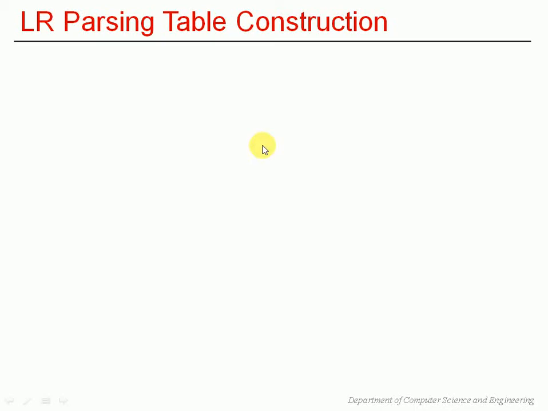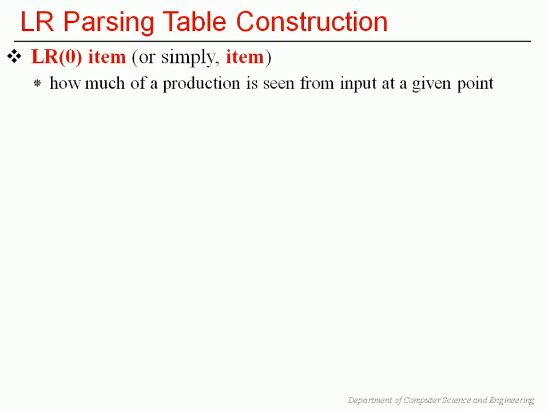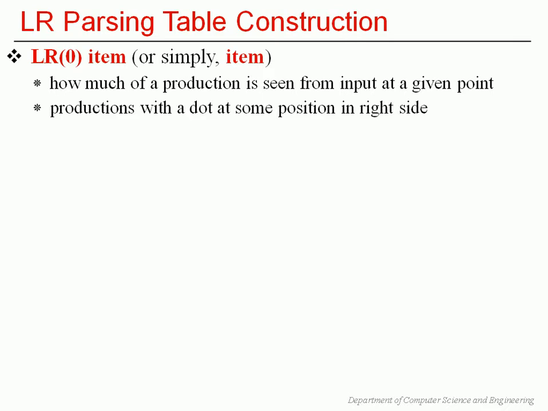So now let us see the construction of an LR parsing table. For that we need to know about the LR(0) item, or simply an item. It indicates how much of a production has been seen from the input buffer at a particular point. It is represented using productions with a dot at some position on the right side. Let us see an example, that is A gives XYZ.